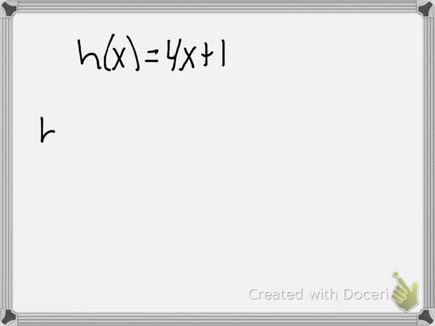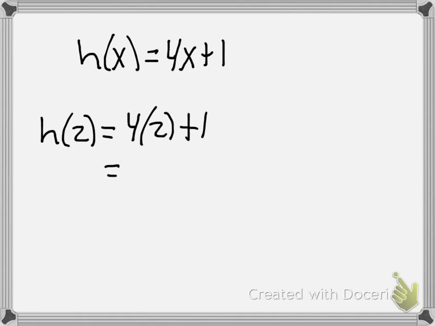Alright. Now, it doesn't have to be f of x. It could be h of x equals 4x plus 1. So we could find h of 2, let's say. Well, just like with f, the h does exactly the same thing. We're basically going to plug in 2 for x every time we see it. So 4 times 2 is 8, 8 plus 1 is 9. So that means h of 2 is equal to 9.